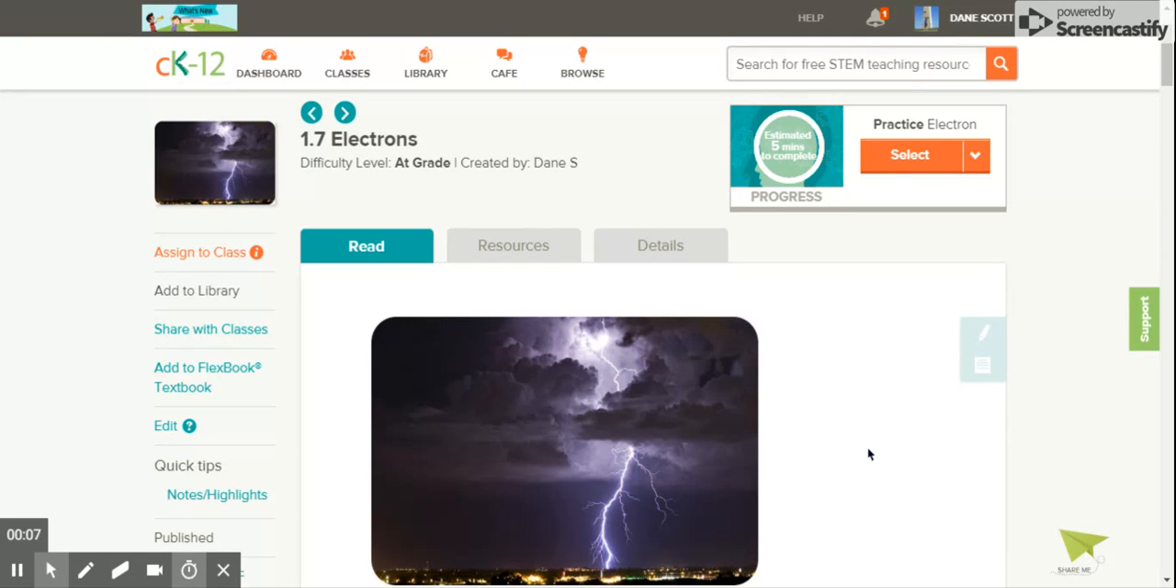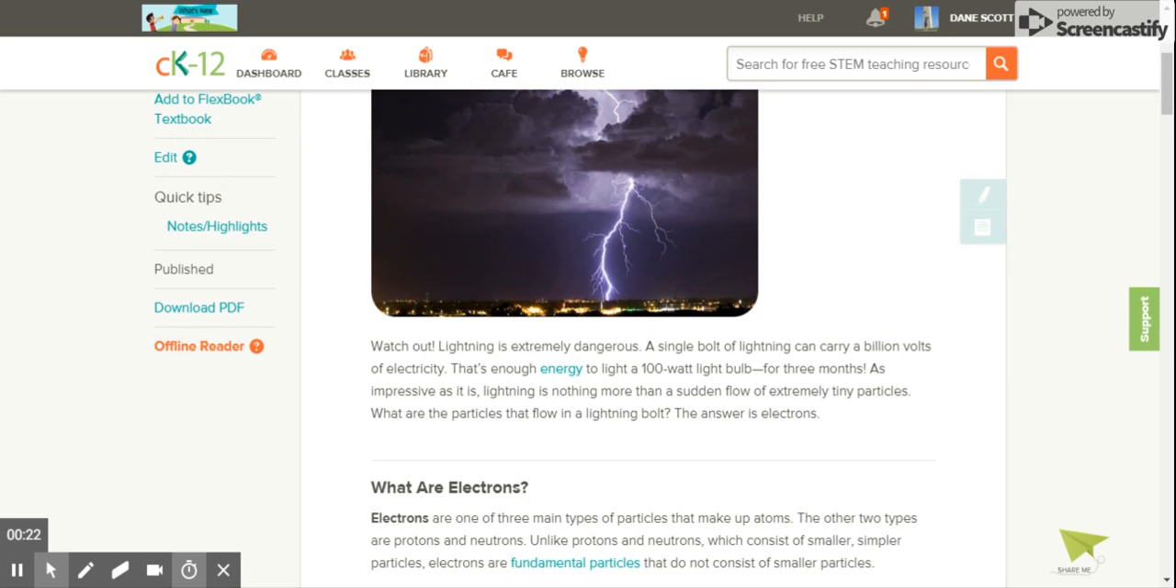Up to this point, we've covered the particles that are located in the nucleus. Those are protons and neutrons. At this point, we are going to step outside the nucleus and look at the outer stuff, the stuff going around the outside of the nucleus, and those are called electrons. This is 1.7 electrons.